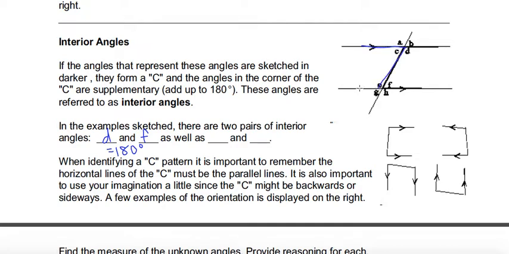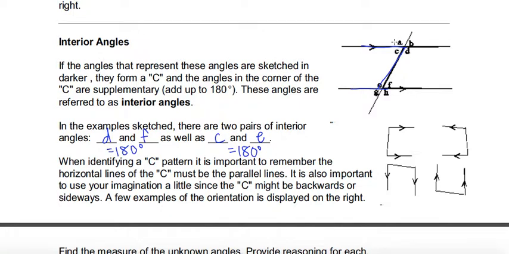And you could also have a C pattern going backwards. So I might have a C that looks like this, so then C and E also add up to 180 degrees. So those are supplementary angles that add up to 180 degrees within a C pattern. So remember, your C pattern can be in different orientations. The horizontal lines of your C must be parallel. So it could be a regular C, a backward C, and sideways Cs.